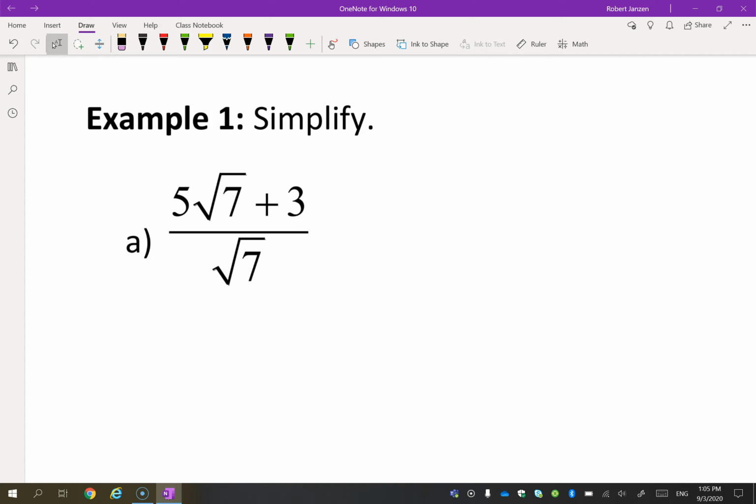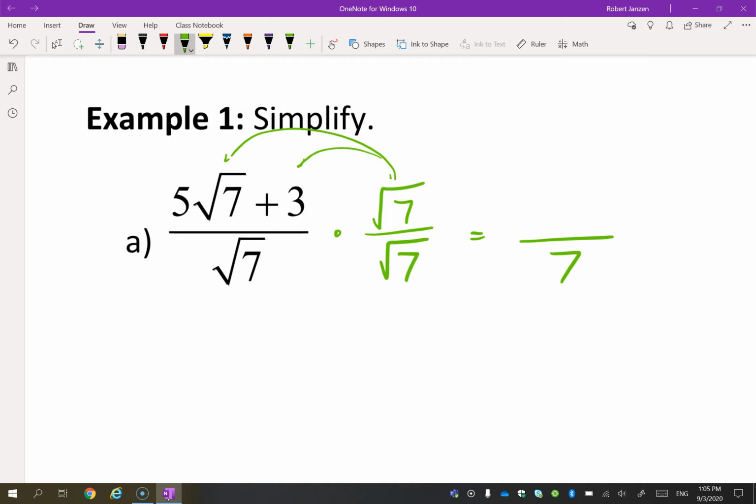Okay, so let's try this one. Here you're going, okay, I have a radical in the denominator. I've got to get rid of that. So what I'm going to do is multiply by 1. Okay, now the bottom is going to be easy. Root 7 times root 7 is 7. What about the top? This needs to be multiplied by both terms.